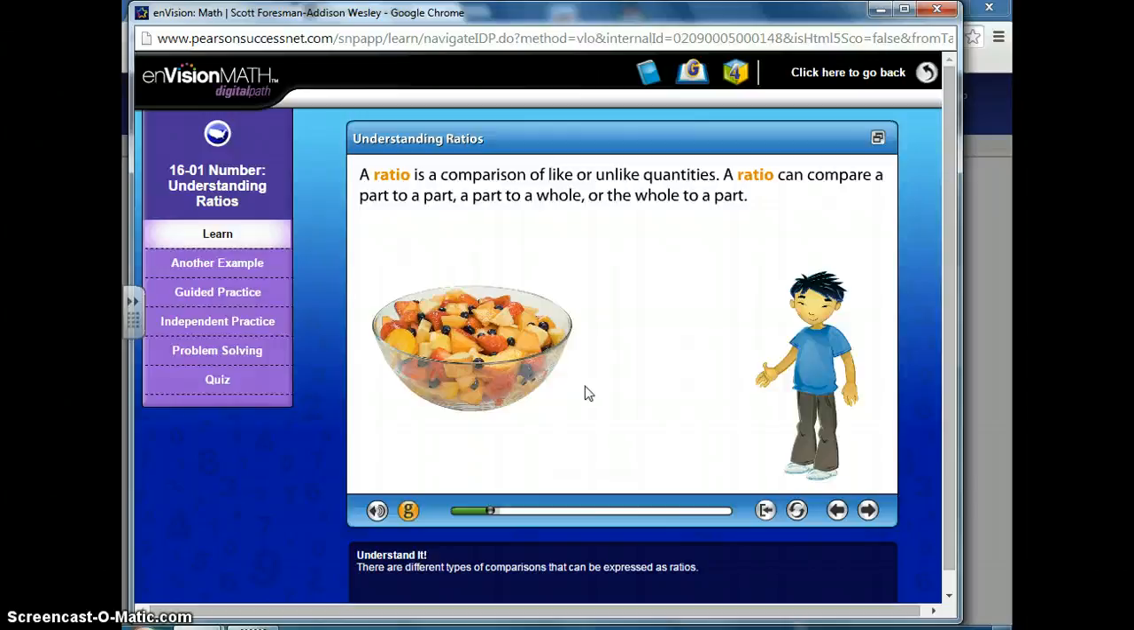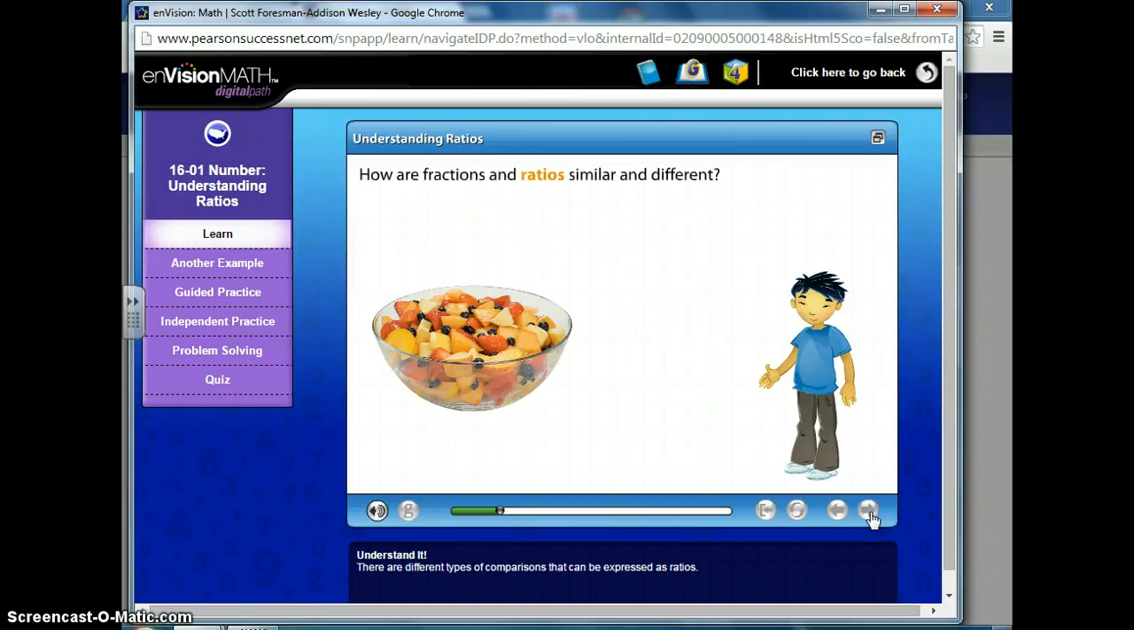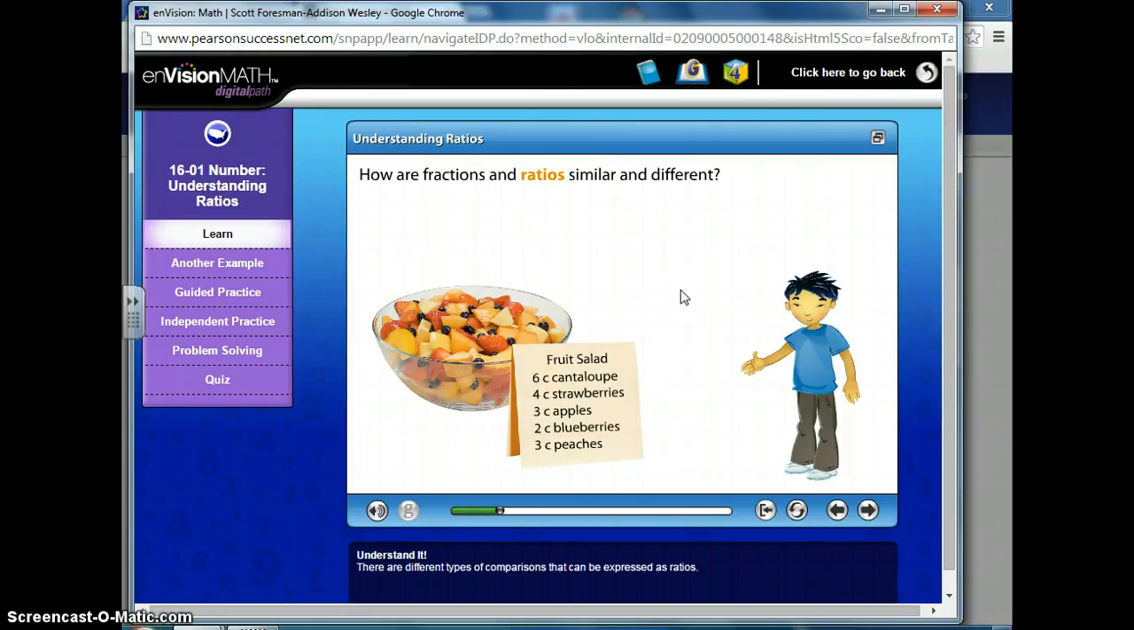How is that like a fraction, Hope? In a fraction, the denominator is the whole, and the numerator is the part. Exactly. A fraction is a part to a whole, part of the whole. And so that's how fractions and ratios are similar. How are they different? How are fractions and ratios similar and different? How are they different, Ethan?